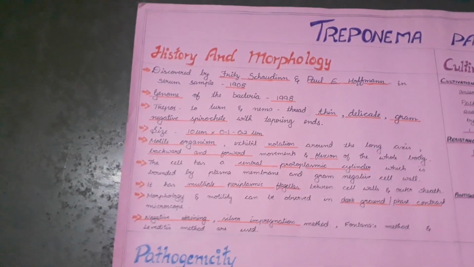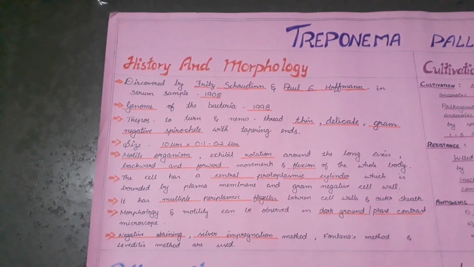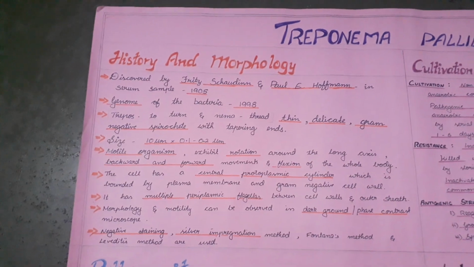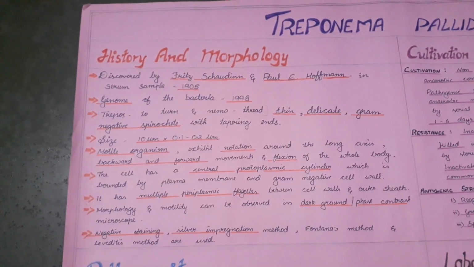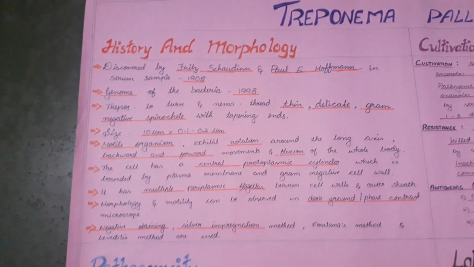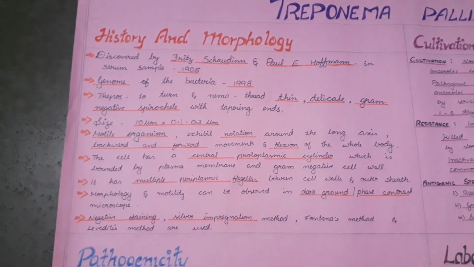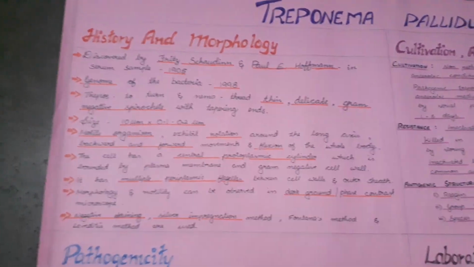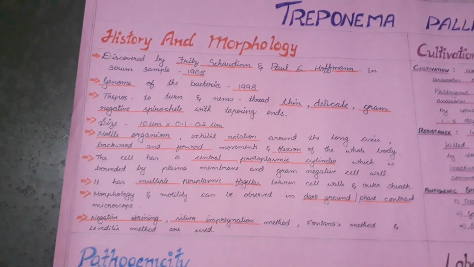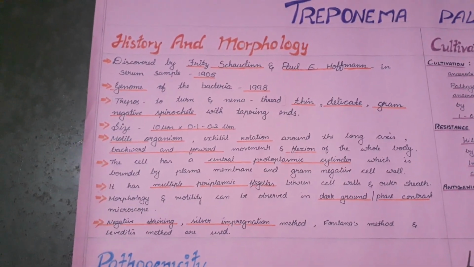First of all, coming to the history and morphology. It was discovered by Fritz Schaudin and Paul E. Hoffman in the year 1905. It was discovered in the serum sample. The genome of the particular bacteria was discovered in the year 1998.